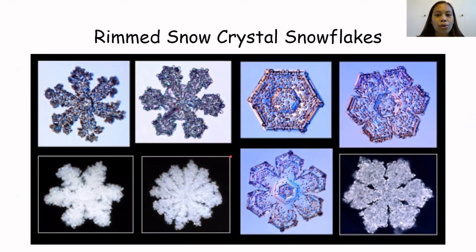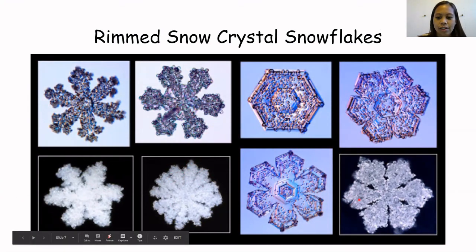Rimmed snow crystal. Can you say rimmed snow crystal? Rimmed snow crystal, which means that it has extra crystals on the end. See how they're a little fuzzier? They're just like a fuzzier kind of snowflake. And this one looks like it has even little bubbles in it. It's the same kind of snowflake that we saw before, the plain crystal, but it's got a little more fuzzies on it, which is more ice.